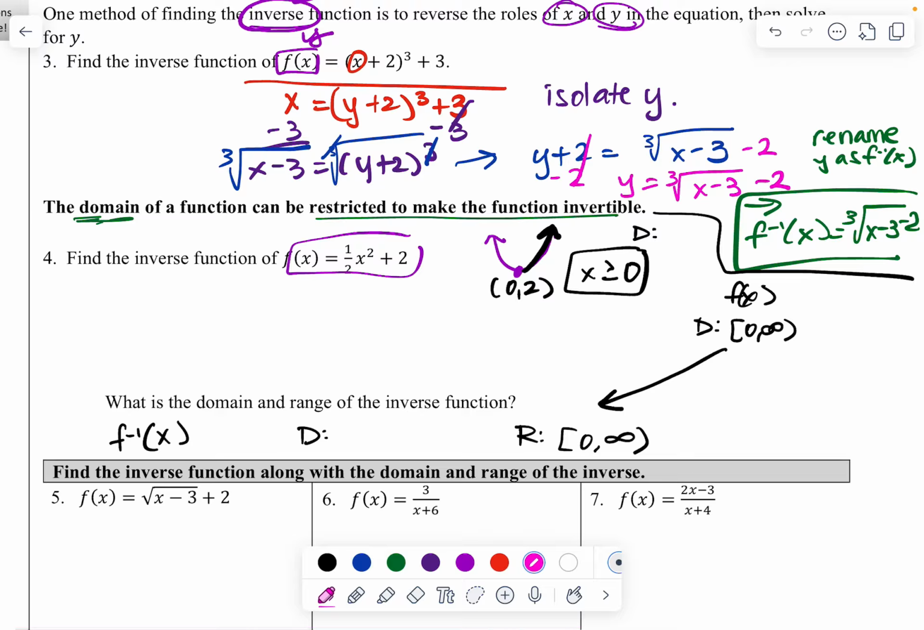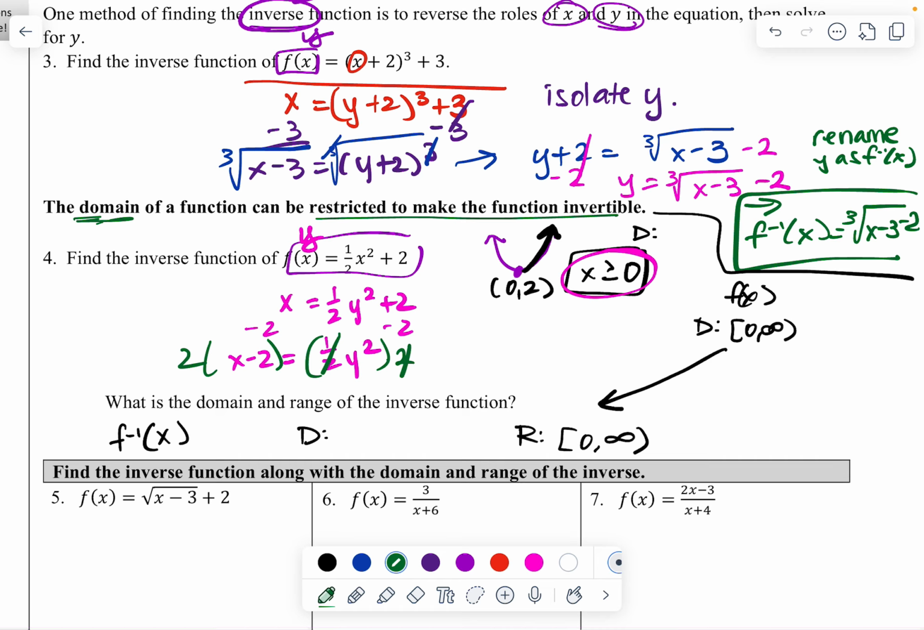So now let's solve the rest. So we know that this is y, so we're going to rename it x. 1/2 y squared plus 2, as long as x is greater than or equal to 0. Subtract the 2. We get x minus 2 equals 1/2 y squared. Multiply both sides by 2 to get rid of that 1/2. And then I've got y squared equals 2 times x minus 2.